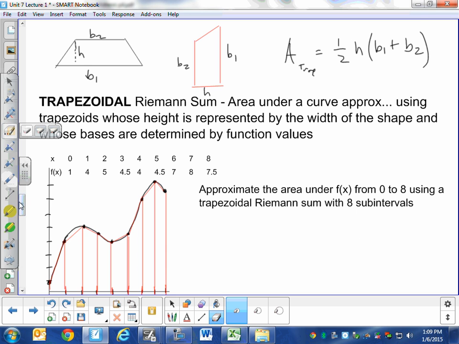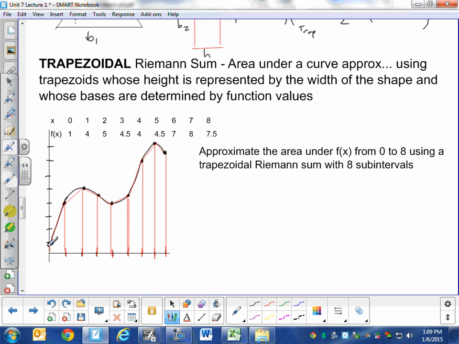trapezoids. Well, let's look at our first trapezoid at least, right here. This is a height, this is a height. Those are actually our two bases, and this delta x, that's the height of our trapezoid. So, who can give me the formula for the area of that trapezoid? Yeah, it'd be 1 half times the height, which is 1, times the sum of 1 plus 4. Exactly.